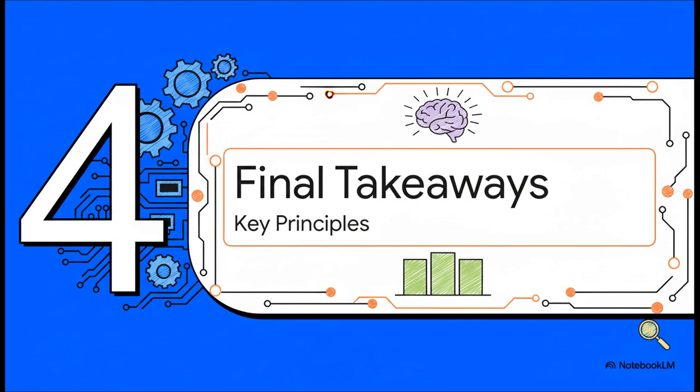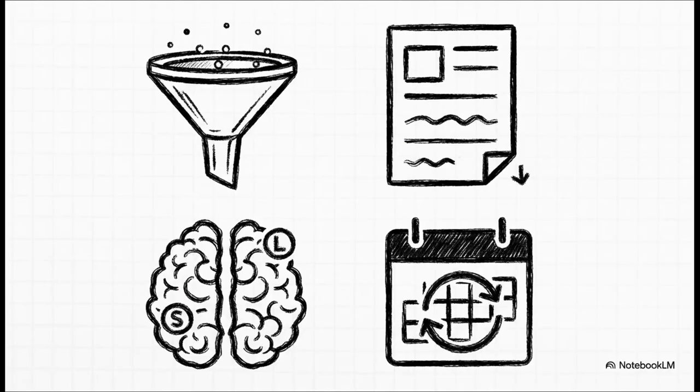Okay, so as we wrap things up, let's boil all of this down into a few key takeaways, some principles you can take with you when you start your own project. Here are the big best practices to keep in mind. First, always remember, garbage in, garbage out. You got to make sure your input data is clean. Second, be super clear about what you want the output to look like. Third, really get the difference between that short-term memory and the long-term knowledge base. And finally, don't forget that your knowledge base isn't a one-and-done thing. It's a living document. You have to keep it updated.